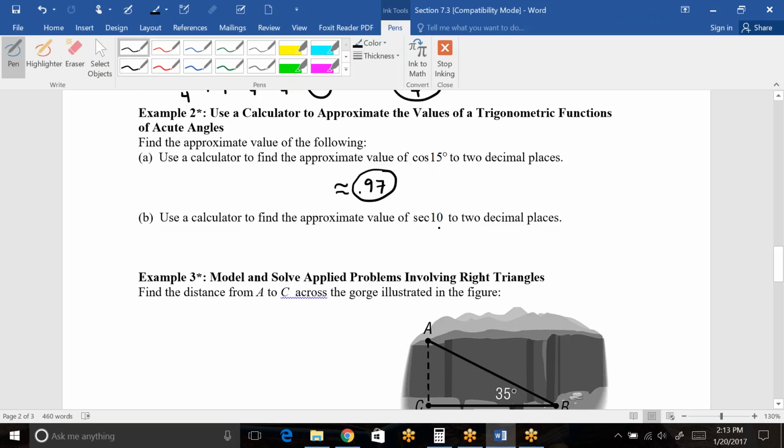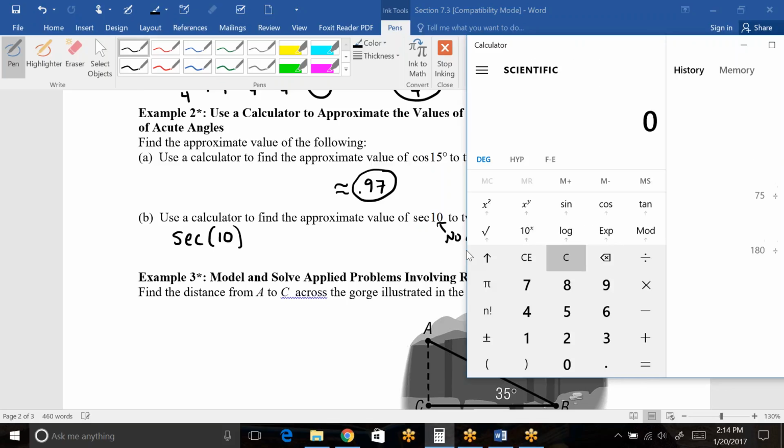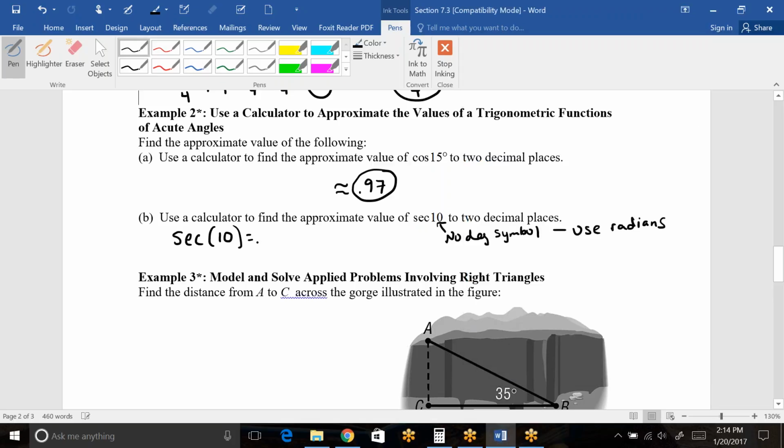Be careful with this next one. A lot of people want to stay in degrees. Note that there's no degree symbol. If you don't have a degree symbol, use radians. So I'm going to be doing secant of 10, but I want to make sure I'm in radians. Now for me, I don't have a secant button, I don't think. No, I don't. So some calculators might have that button, most of them don't. So we need to think about the reciprocal of secant. Secant is 1 over cosine of 10.